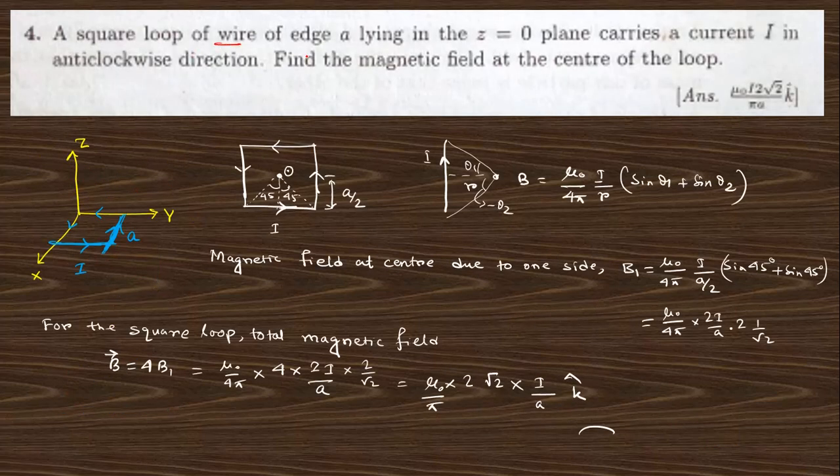A square loop of wire of side a lying in the z equals 0 plane carries a current I. So this is a square loop in the z equals 0 plane carrying a current I in the anticlockwise direction. Find the magnetic field at the center of the loop. You can see here, if you take this direction, at this point the magnetic field is upward. For that direction, the magnetic field is also upward.